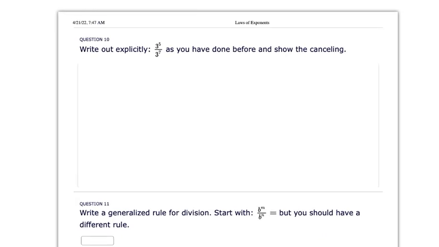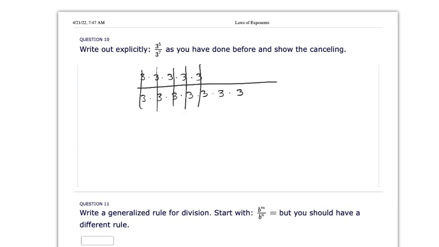Question 4, we're supposed to do the same thing here with 3 to the 5th. So now it's upside down. I've got 5 on top and 5, 6, 7 on the bottom. Again, we cancel. And this time, make sure I get the 3's lined up there. You'll see we get 3 times 3 in the denominator. So what's in the numerator?